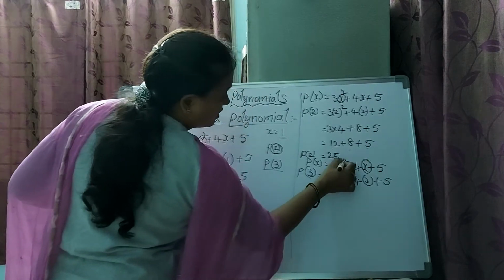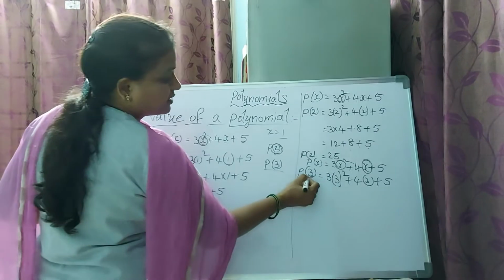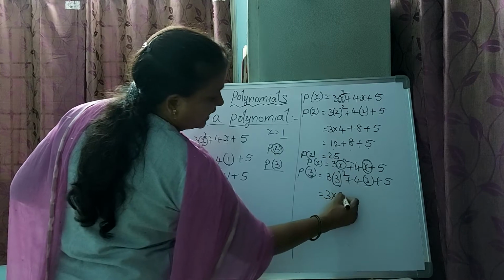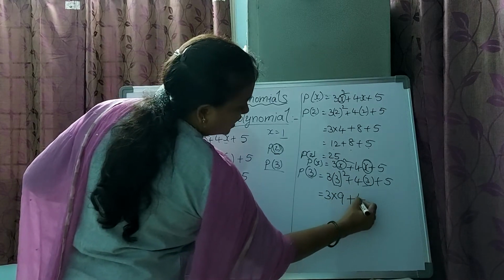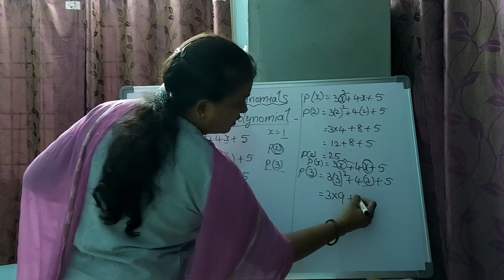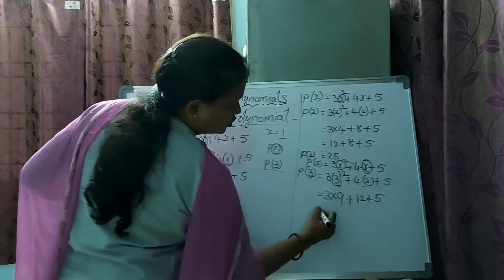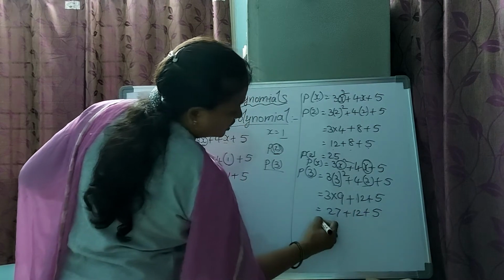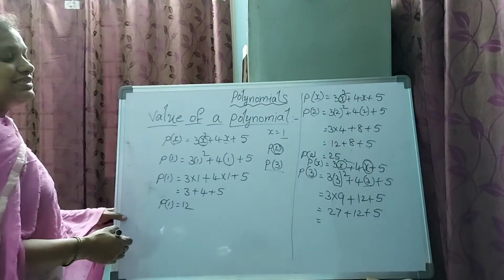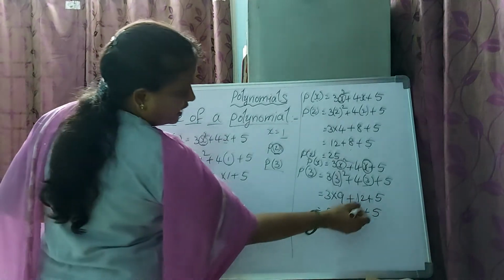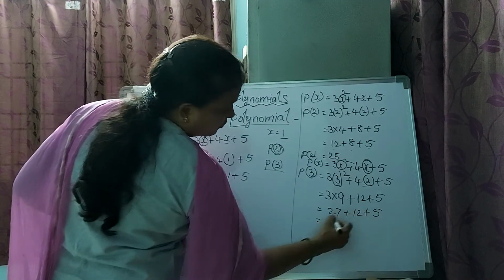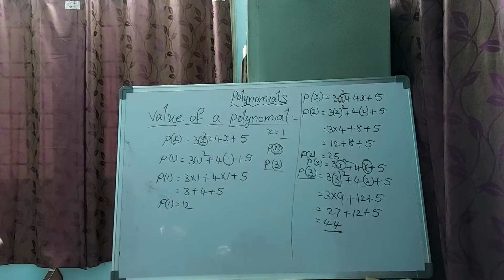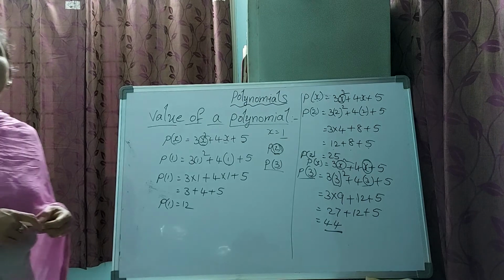Instead of x we are replacing 3. See, 3 into 3 square is 27, plus 4 into 3, 4 threes are 12, plus 5. So 27 plus 12 plus 5. How much is 27 plus 12? 39. 39 plus 5 is 44. So P of 3 is equal to 44. This is the value of a polynomial.